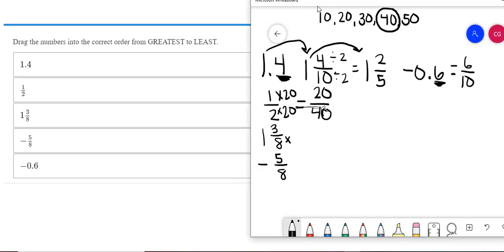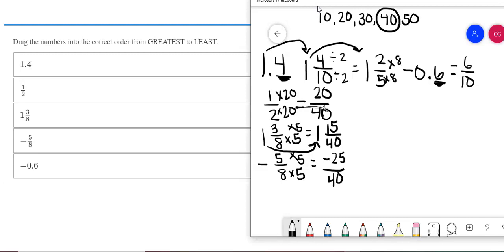To make 8 into 40, I need to multiply by 5. And my whole number is just going to transfer right over. So I get 40 on the bottom because 8 times 5 is 40. Then 3 times 5 is 15. To change 8 into 40, again, I'm going to multiply by 5 like I just did. So I have negative 25/40. To make 5 into 40, I'm going to multiply by 8. And I get 1 16/40. And then finally, to change 10 into 40, I'm going to multiply by 4. So I get negative 24/40. So the largest numbers, which he said greatest to least, my 1.4 changed to 1 16/40.